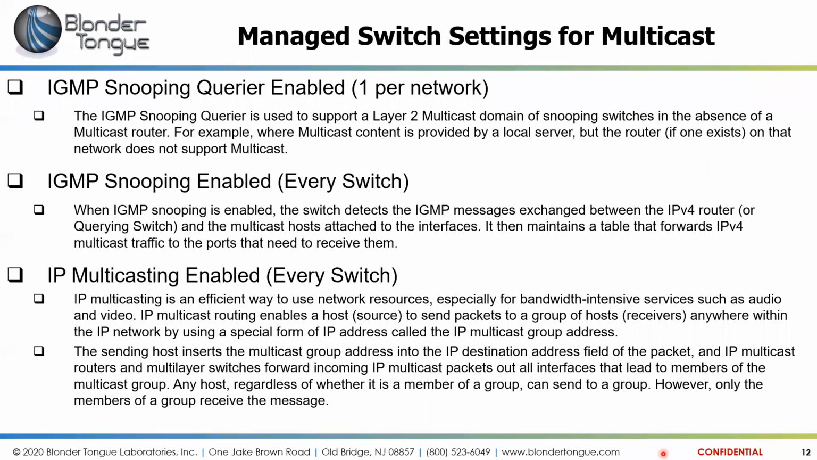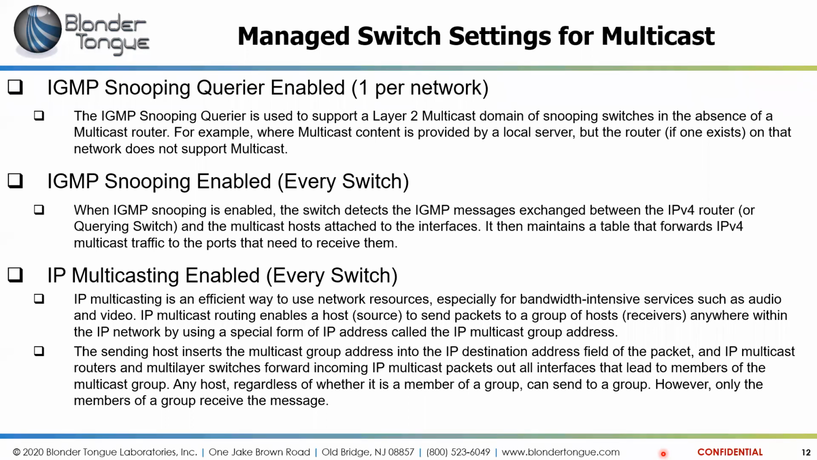It's used to support a layer 2 multicast domain of switches, since most switches are layer 2, in the absence of a router. For example, where multicast content is provided by a local server, but the router on that network doesn't support multicast. So this snooping querier oversees all of the multicast activity on the network and keeps track of it, okay? It keeps track of who's doing what and keeps track of the data flow.